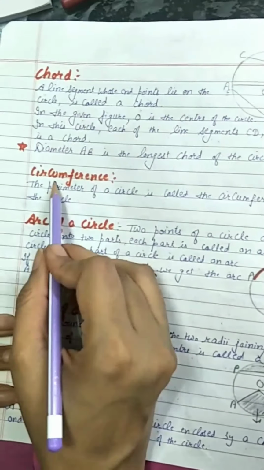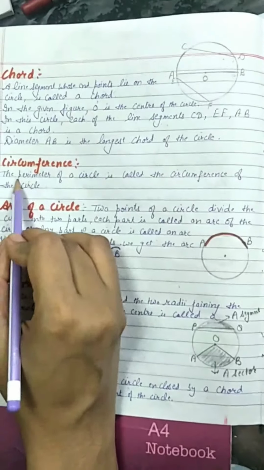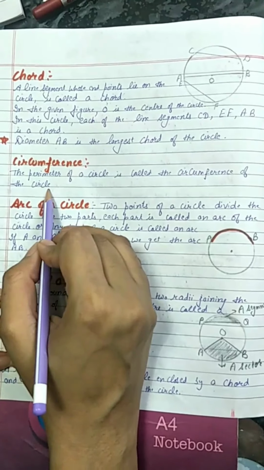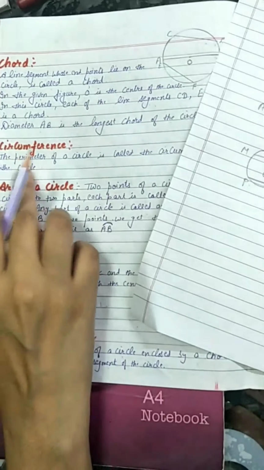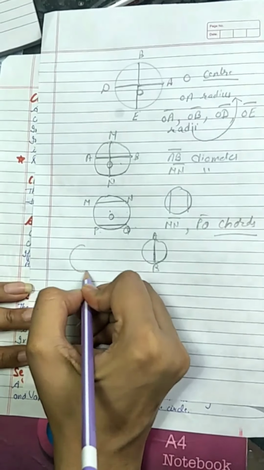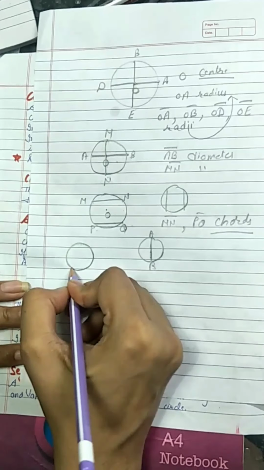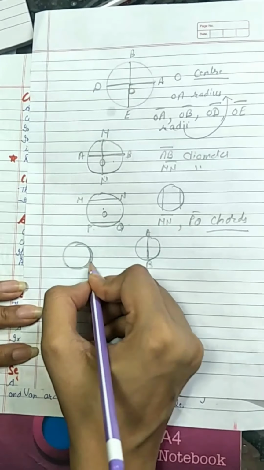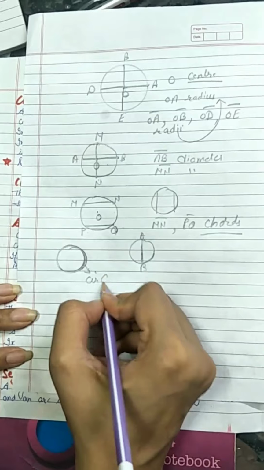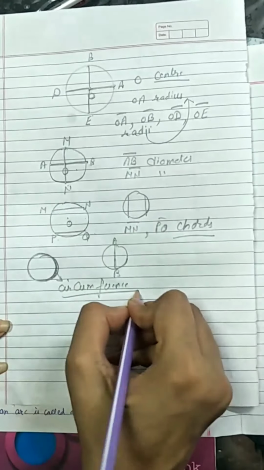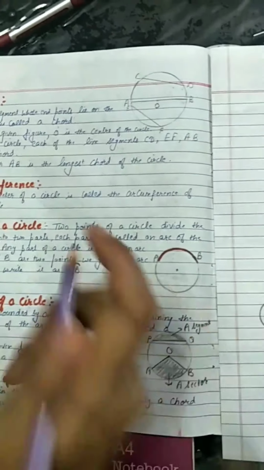Student, next is circumference. The perimeter of a circle is called the circumference of the circle. Perimeter means the length of the boundary of the circle. Suppose this is a circle. This boundary, the length of this boundary of the circle, is called circumference. Is it clear? Okay.